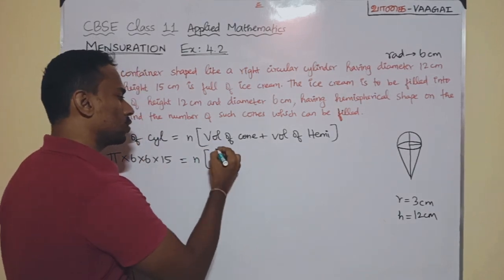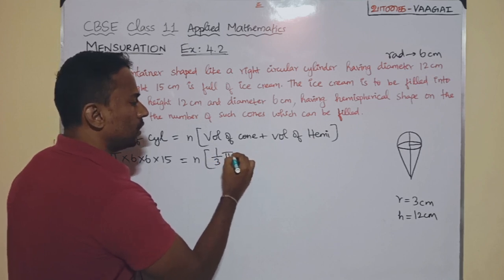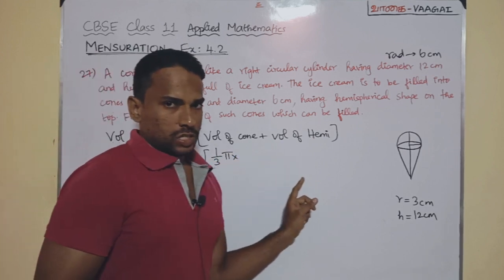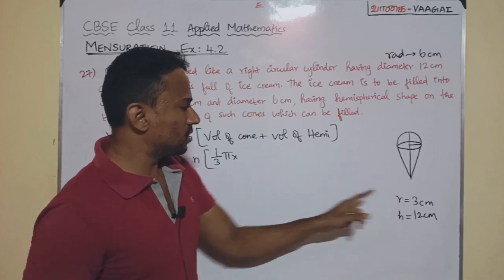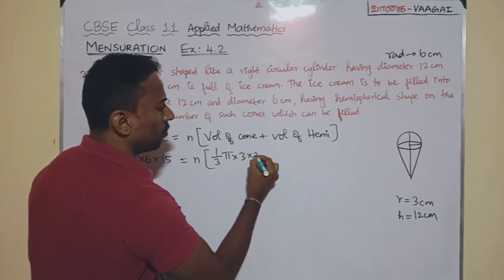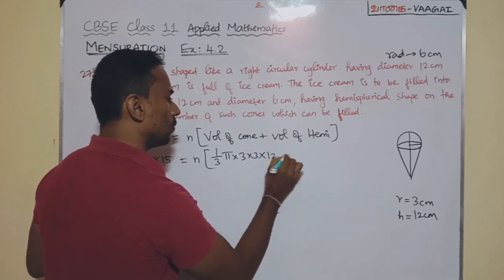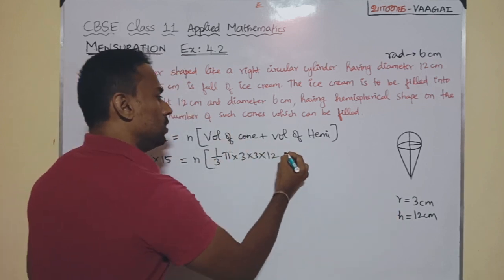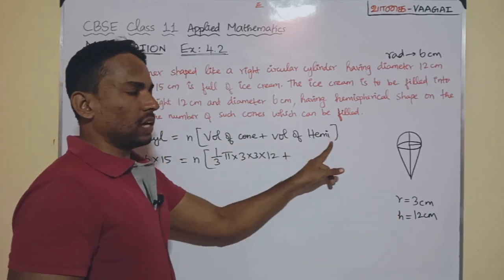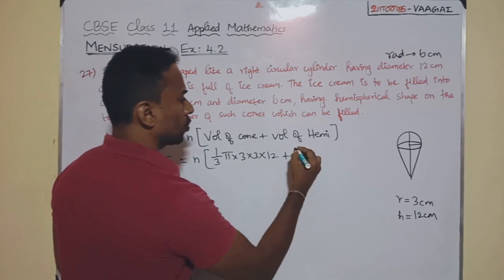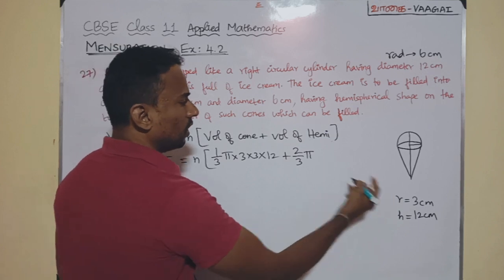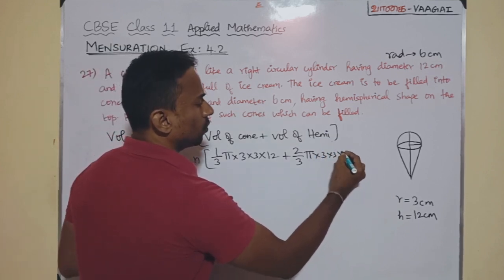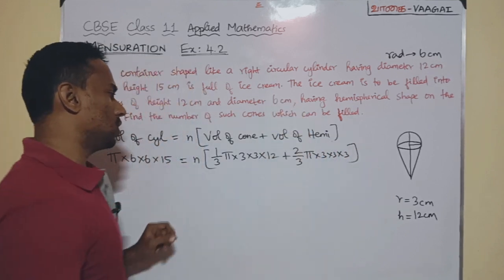Now this will be the same as, on the right hand side, n into the volume of a cone. The volume of the cone is going to be 1 by 3 pi r square h. So 1 by 3 pi r square h is the formula, right? For the cone the radius is 3, so 3 into 3, and for the cone the height is going to be 12. Plus, now come here, the volume of the hemisphere. That's going to be 2 by 3 pi r cube. R cube means we will have 3 into 3 into 3. Okay, yes. So this is what we have here.